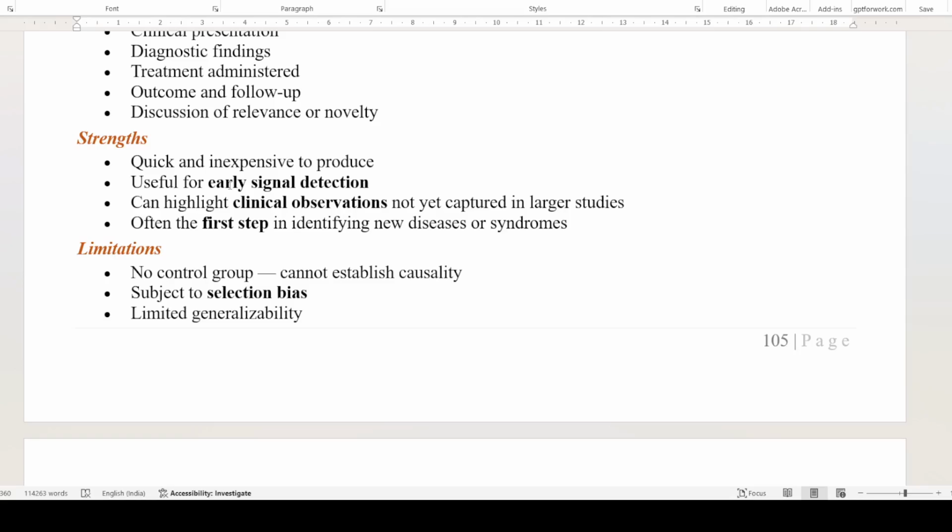Strength is that we can early detect the case. We can highlight the clinical observations in particular individual, and it is often the first step in identifying new cases. So, what is a limitation? Limitation means it is a selection bias. We do not have a particular group or a particular person. So these are certain strengths and limitations of this type of study.